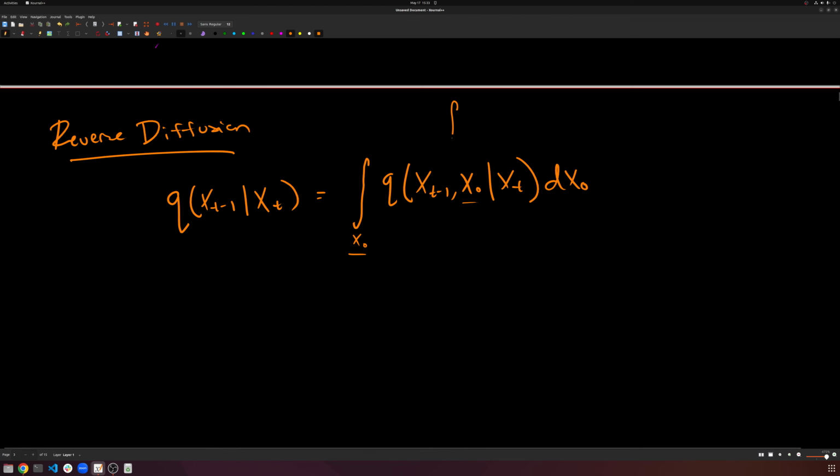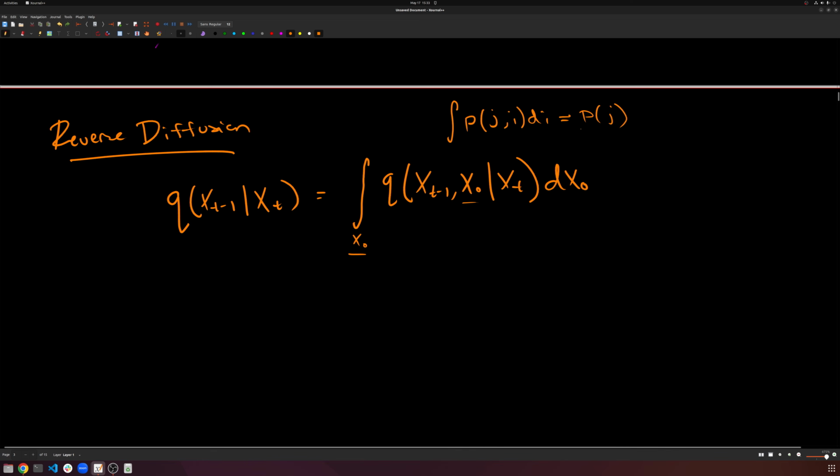If you don't remember, the integral of some joint distribution of j and i over i is equal to the distribution of just j. This is called the marginal. If you are unsure about that, take a look in a basic stats book; you'll see it at the beginning. In the same way, I'm saying that if I have this distribution and I integrate over x0, my data space, I'll end up with what I want.